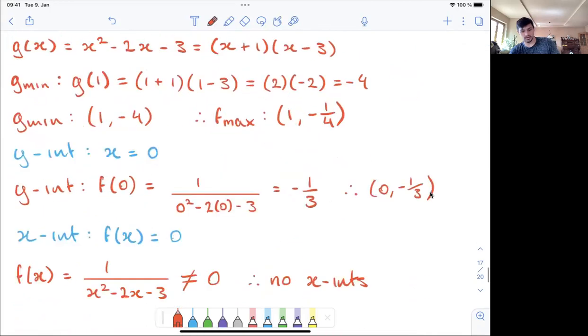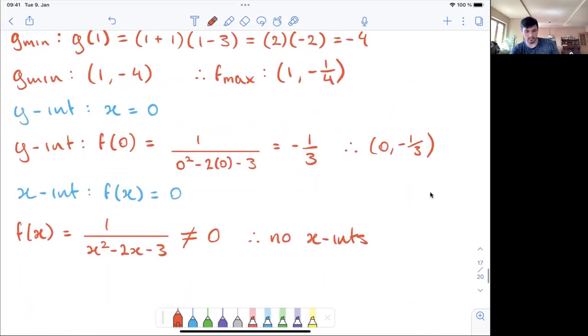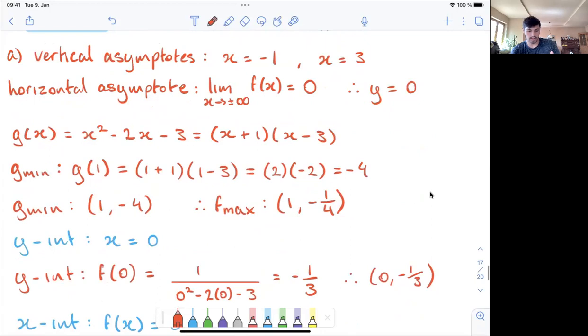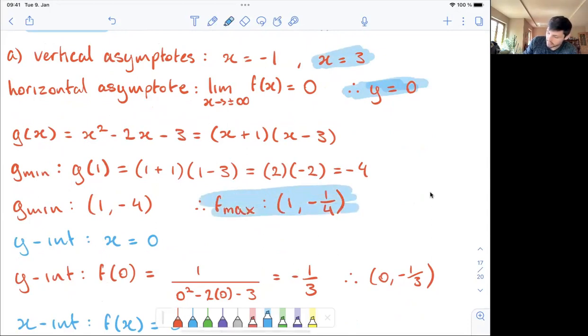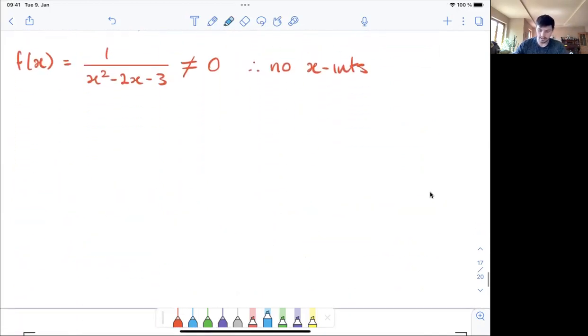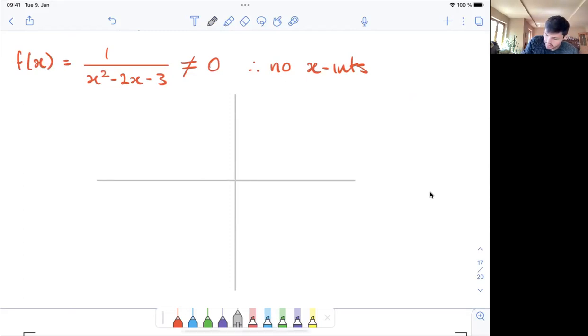Okay, so now we've got all the bits and pieces that we need. We've got the intercept, I should say, the y-intercept, the maximum point, and the asymptotes. Let's actually go through and highlight what we need here. So we've got that one, got this one, got the maximum point there, and we have the y-intercept. Okay, so now let's create a set of coordinate axes, and we'll graph our function. We'll have a sketch of our function.